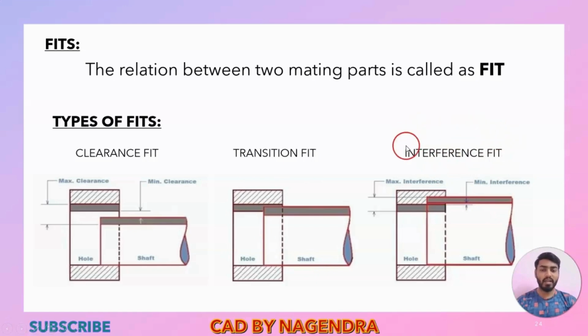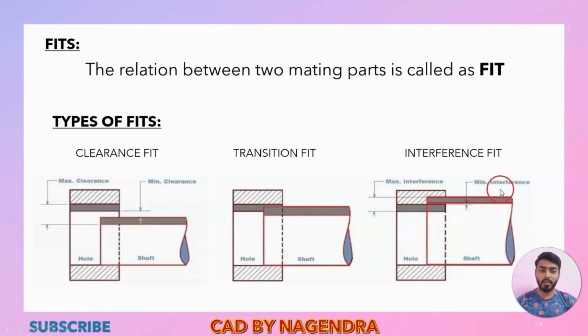Last we have the interference fit. Interference fit is nothing but the opposite of the clearance fit. Here the diameter of the shaft will be greater than the diameter of the hole. If we try to insert the shaft into that hole, it won't go and it will leave a negative gap. Why? Because the diameter of the shaft is greater than the diameter of the hole. It won't go inside. We will find a negative gap.